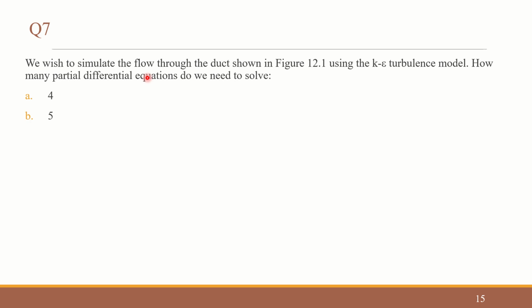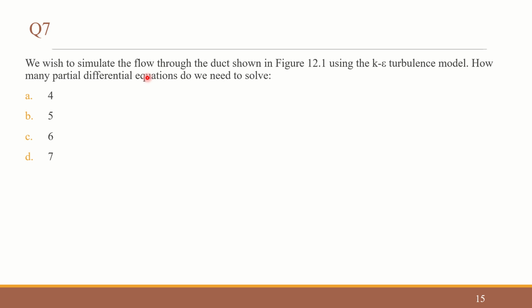Options we will see first. Option A: 4, option B: 5, option C: 6, option D: 7. So we are using the K epsilon turbulence model. So we will have 2 additional equations from the K epsilon turbulence model itself. Also we have 3 momentum conservation equations corresponding to the dimensions in the problem, and 1 continuity equation, which we all know.